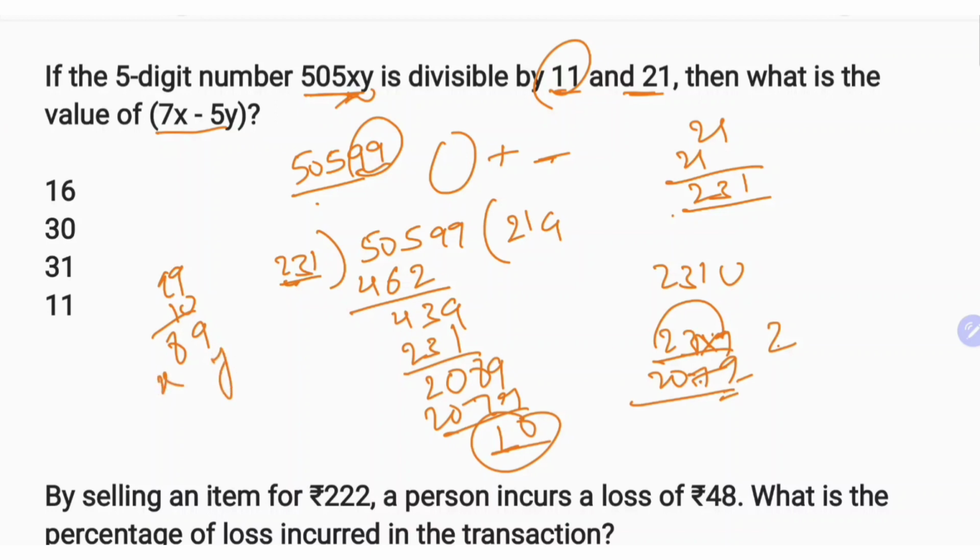Understand the procedure. If you are good at calculations, it is very easy. You can solve in another way also with shortcuts, but you should know the basics. If shortcuts don't strike you in an exam under tension, the basic method can definitely be useful for good marks. Here 7x means 7 into 8, which is 56. 5y means 45. 56 minus 45 is 11. Clear? Next one.